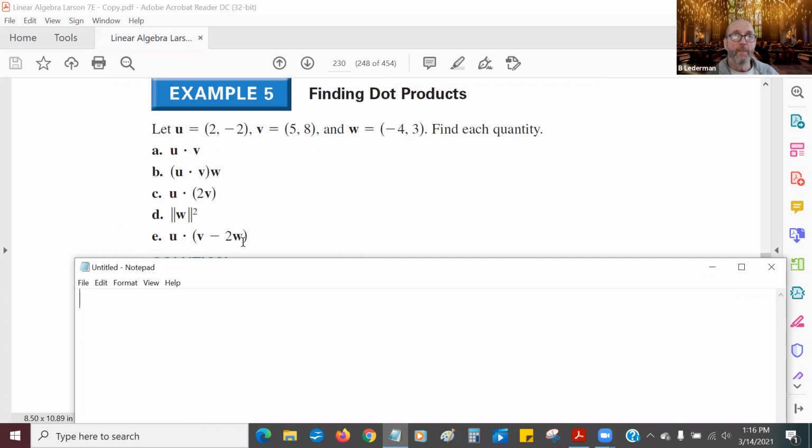E is U dot the vector (V minus 2W). By the way, I just want to point at B. It looks like there's a dot missing over here, but there isn't, because U dot V, when you crunch that out, you're going to get a scalar. So it's just going to be a scalar times this vector W. So just be aware of that. Okay, I want you to pause the video, work out all five of these.